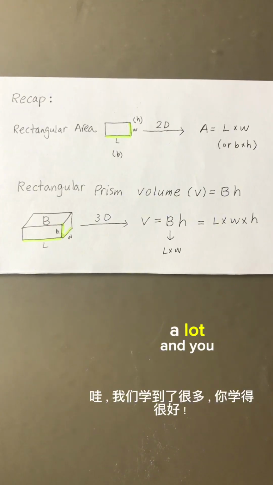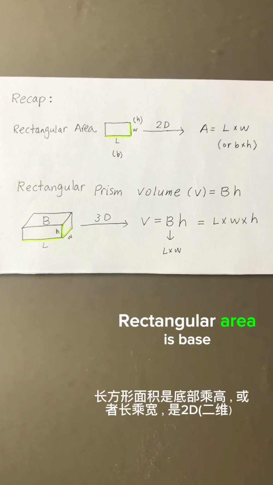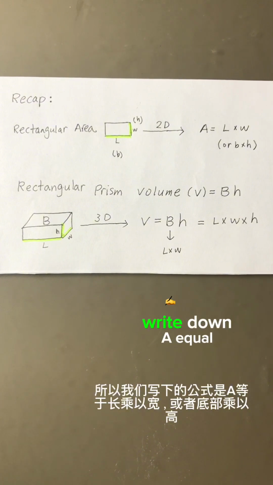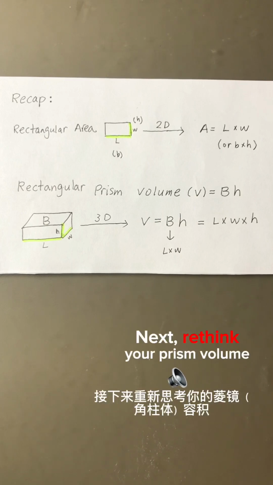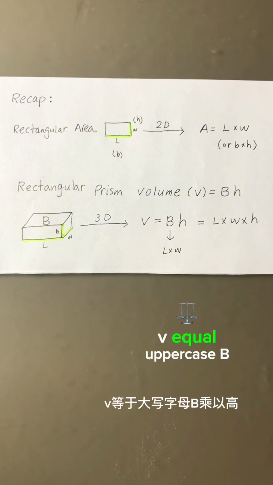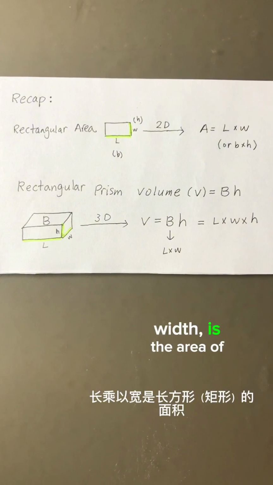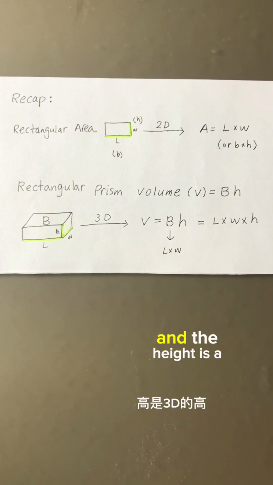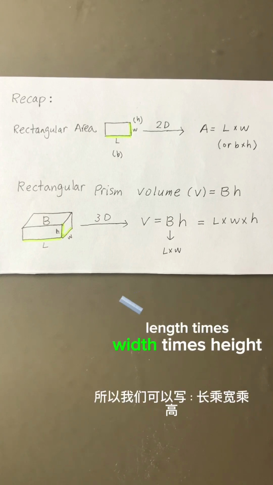Wow, we have learned a lot and you are doing very good. So let's recap. Rectangle area is base times height, or length times width, and it is 2D. So the formula we write is A equals length times width, or base times height. Next, rectangular prism volume: V equals uppercase B times height. It's a 3D shape, and uppercase B is length times width, the area of the rectangle, and the height is the 3D height. So we can write length times width times height.